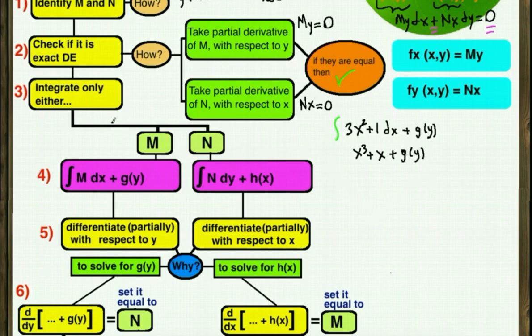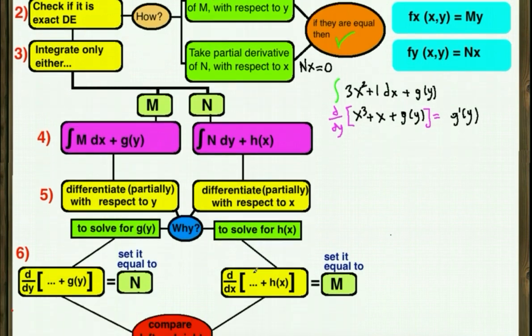Our next step is to differentiate this function partially with respect to y. Why are we doing that? Because our main aim is to solve for g(y). If we differentiate this function with respect to y, the derivative of x³ is 0 because there is no y term here, and the derivative of x is 0, no y here. This will be g′(y). So what we get from this differentiation is only g′(y).